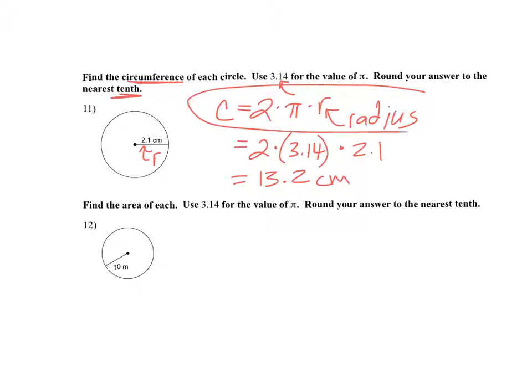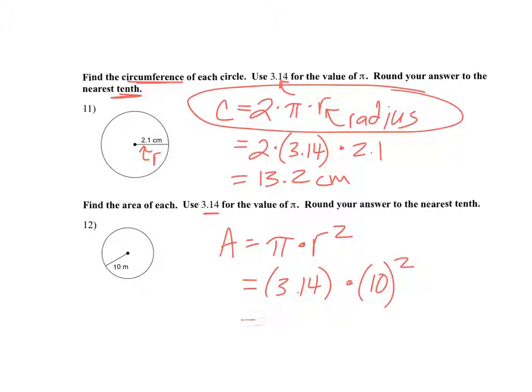So this is a formula you'll need to know for circles. Now, what about area of a circle? Area of a circle is pi times r squared. So in this case, again, they want us to use 3.14. So I do 3.14 times r, here r is 10, squared. So if I do that, 3.14 times 10 squared, and that comes out to 314. Since this is area, that's meters squared again.